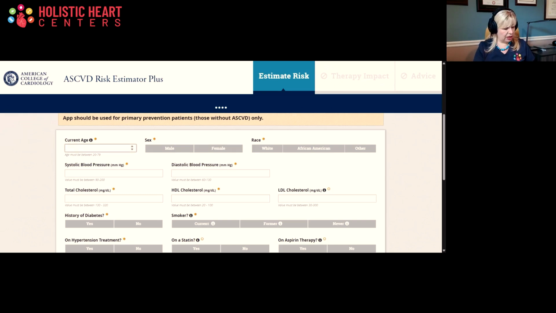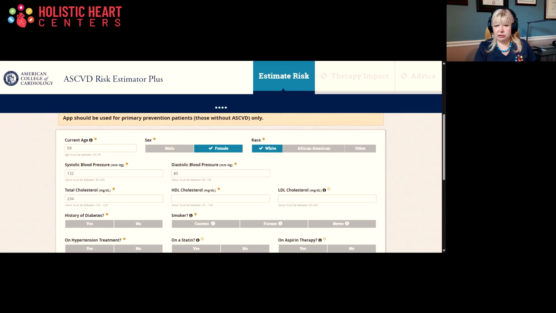This is a patient that I saw recently. This patient is 59 years old. It's a female patient. Her race is white. Her systolic blood pressure was 132. Her diastolic blood pressure was 85, which is actually not uncommon. There are very many people who have this type of blood pressure. And her total cholesterol was 234.